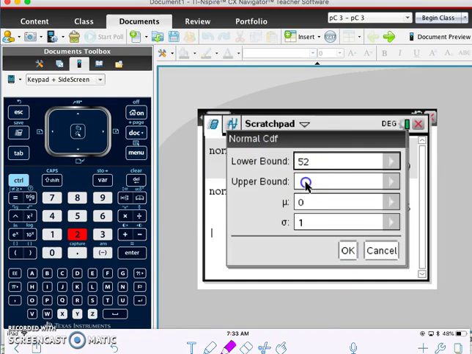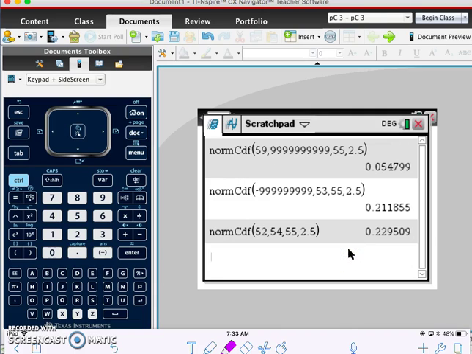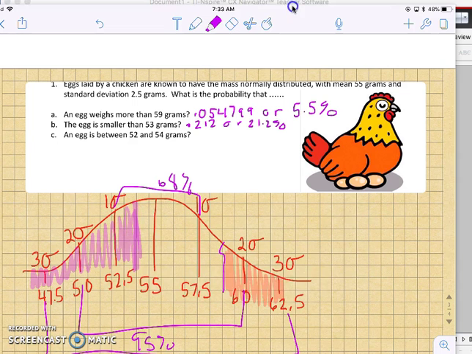So it's just between those. So that's pretty easy, our lower and upper. Our mean is 55, and our standard deviation is 2.5. So we get 22.9%.